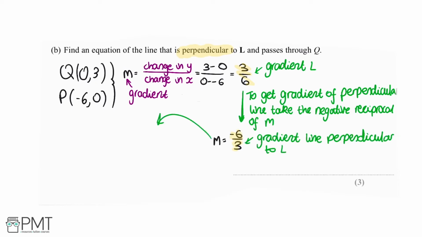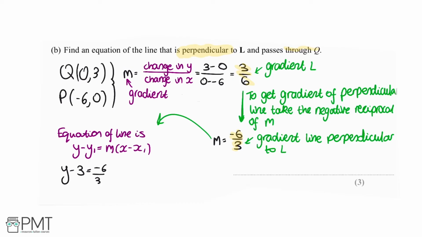So now let's work out the equation of the whole line itself. So the equation of a line is y minus y1 equals m multiplied by x minus x1. And we're told that our line should pass through the point Q. Well, we know what the coordinates of Q are. So we've got all we need. So we've got y minus y1, so minus the y value of Q, which is 3, equals m, so we work that out as minus 6 over 3 multiplied by x minus x1, so the x value of Q, minus 0. And let's tidy that up.